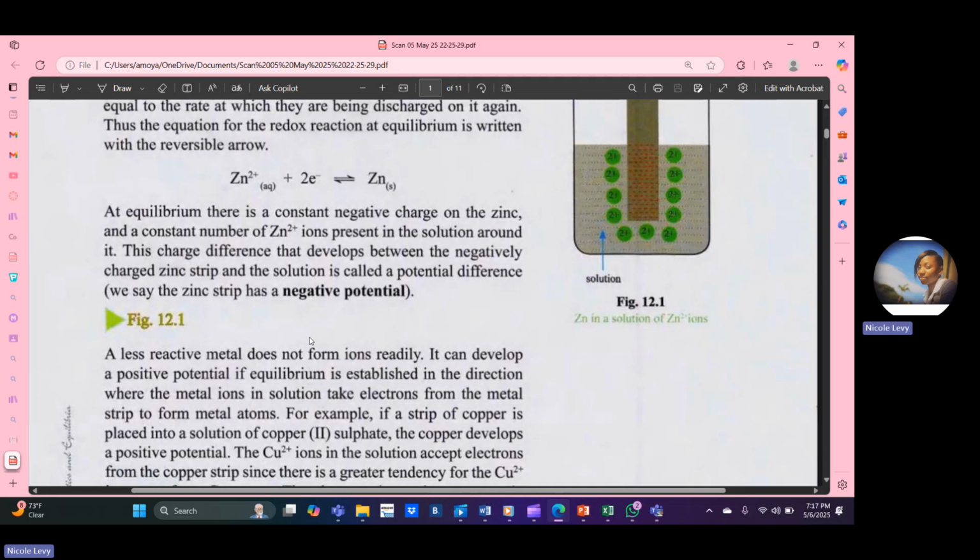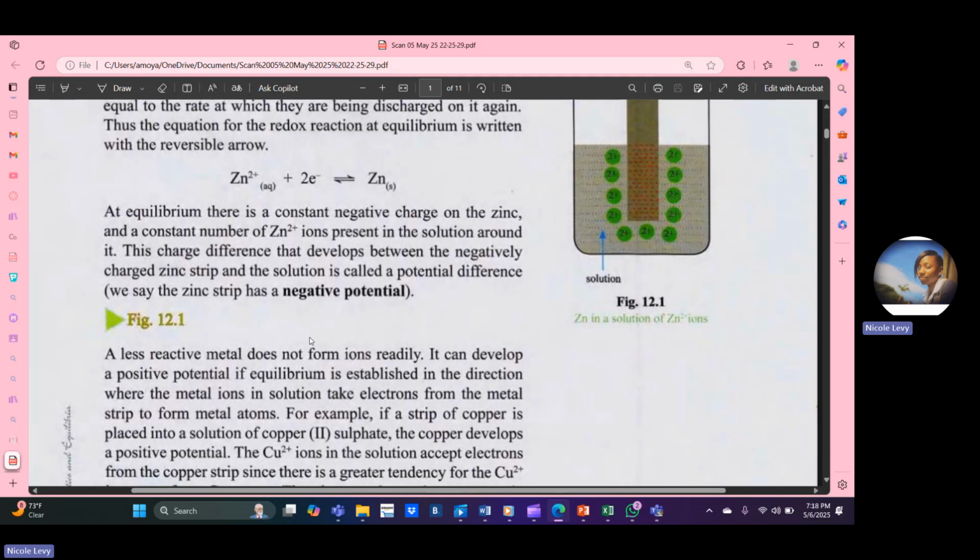This charge difference that develops between the negatively charged zinc strip and the solution is called a potential difference. What that is saying is that a potential difference will develop because, remember, the metal is losing the electrons, right? But as they lose electrons, these electrons are going to stay around the metal itself. When the electrons stay around the metal, it is going to cause the metal to develop a negative potential.